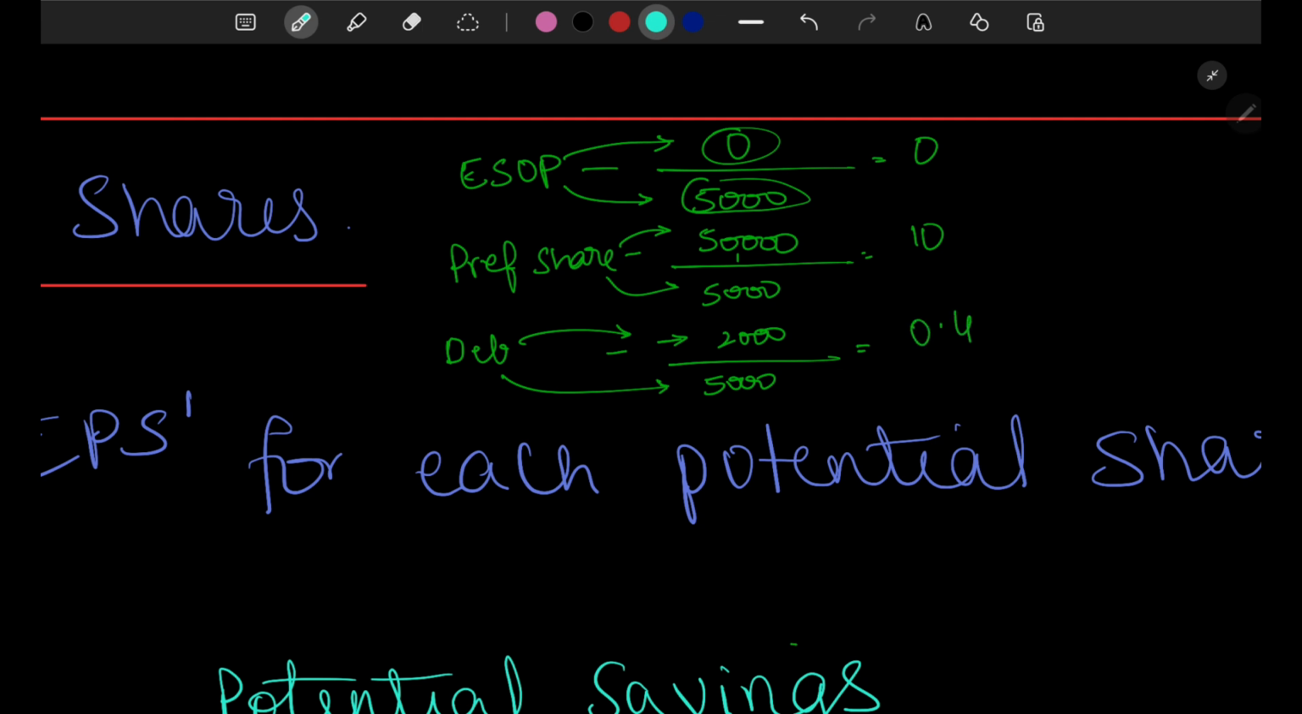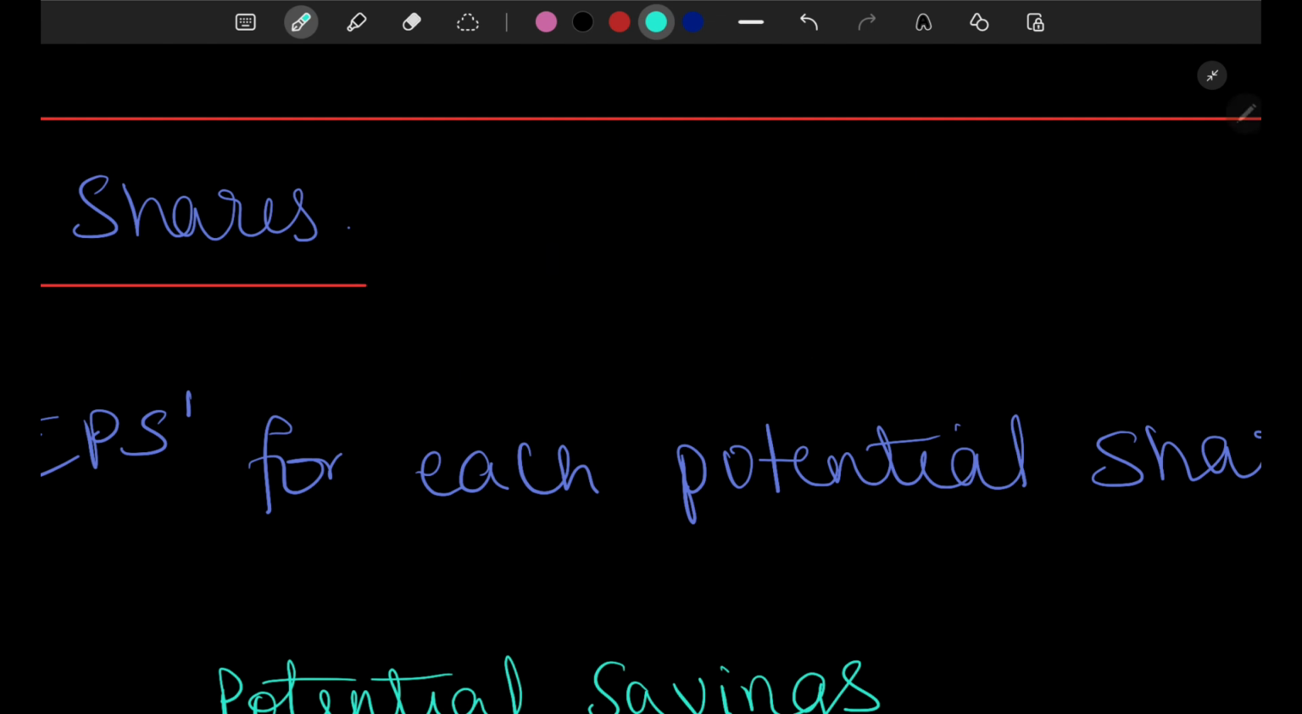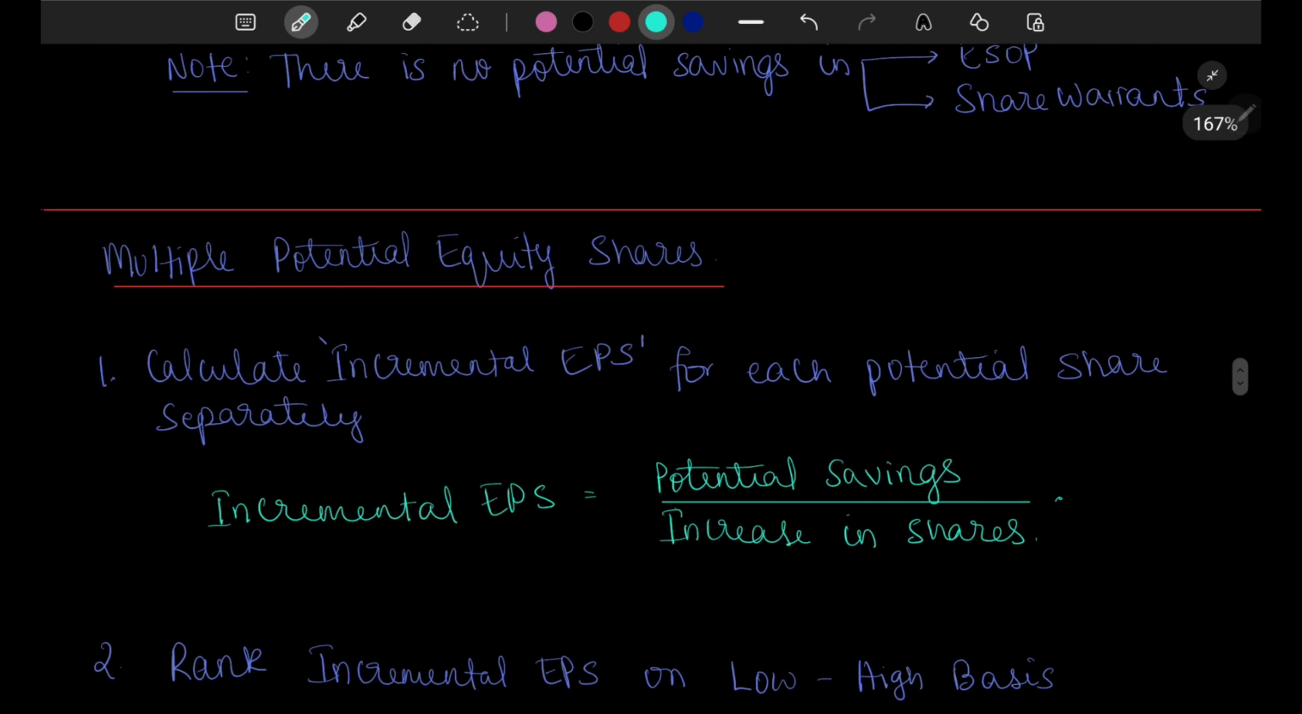Okay, so in this case, you will have to give ranks in ascending order, meaning the lowest will get the first rank. So you'll have to give 0 the first rank, 0.4 the second rank, and preference share the third rank. So this is the first step: you'll have to find out incremental EPS, meaning for that particular item you'll have to find potential savings divided by potential convertible equity shares, or increase in shares basically.